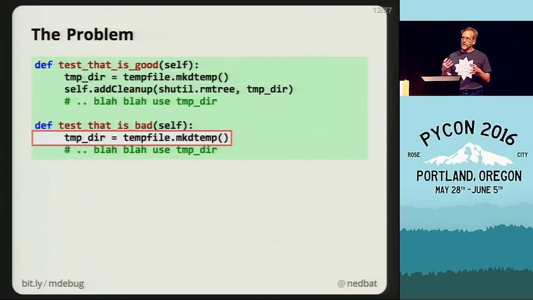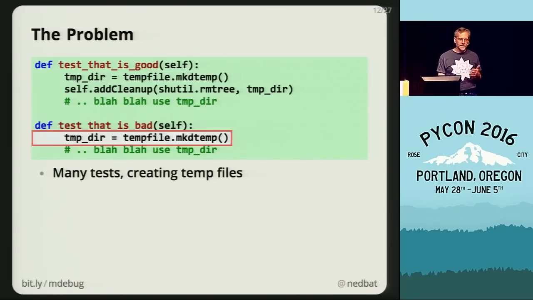That seems kind of messy. We should clean that up. But how do we find them? Right? There's lots of tests. I think in our test suite we have about 8,000 tests. I'm not going to be able to grep the whole test suite and find the places where it gets created but not cleaned up.